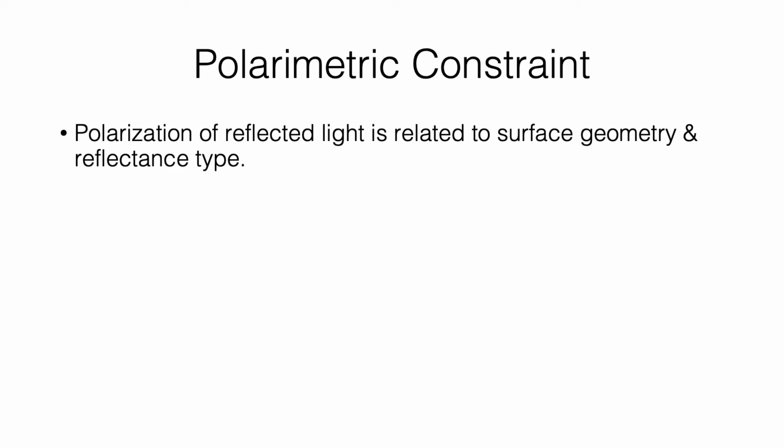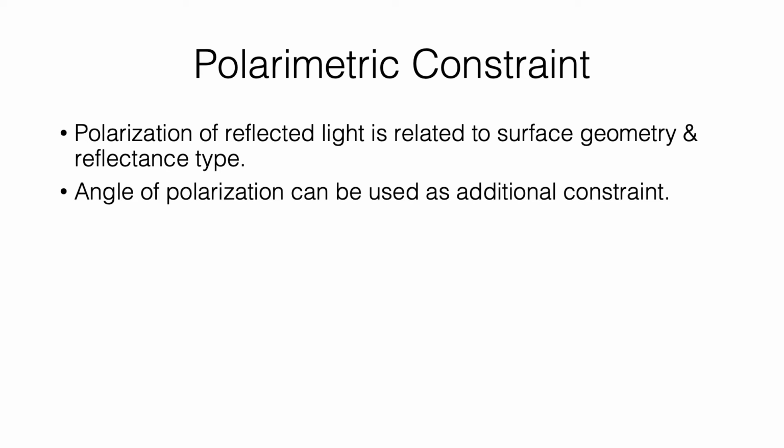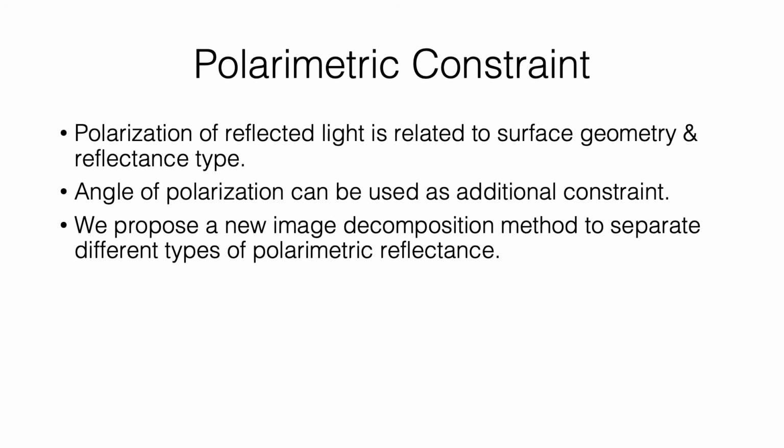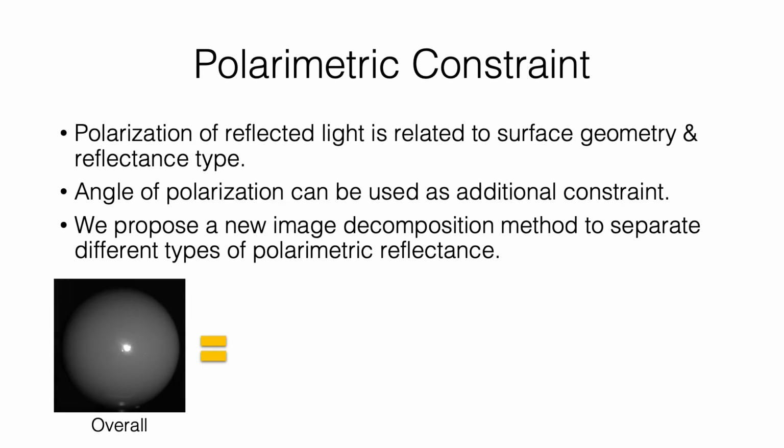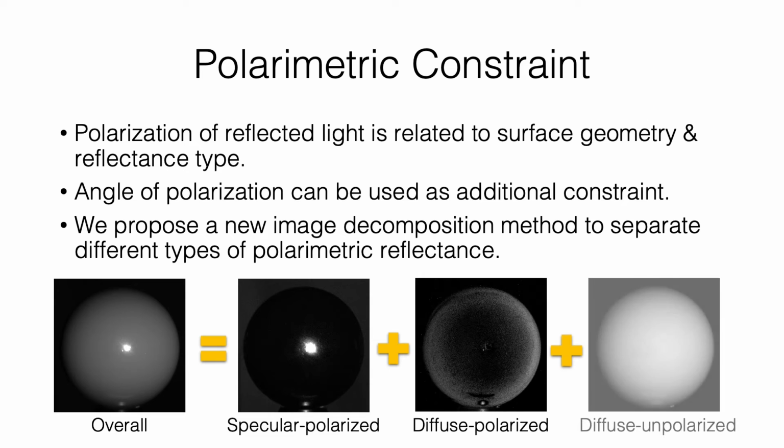As the polarization of reflected light is directly related to surface geometry, we can further reduce the minimum requirement of reciprocal image pairs by incorporating a polarimetric constraint that correlates the angle of polarization with surface normal. As the angle of polarization varies across different types of reflectance, we propose a new image decomposition method that separates a polarization image into 3 components based on the polarization type and reflectance type.